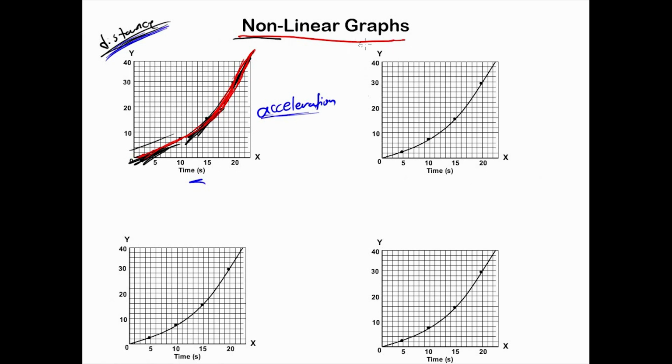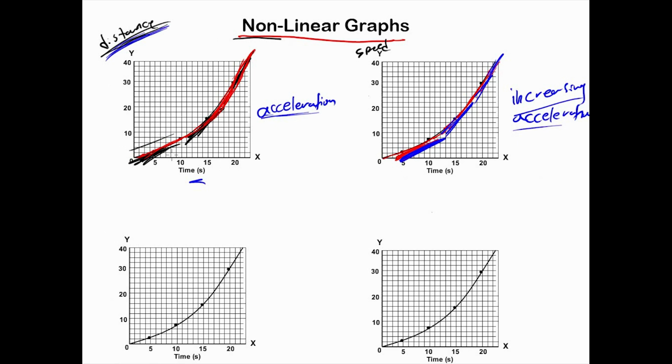Here, if we say this is a speed time graph, as you know, in speed time graphs the gradient represents the acceleration. So here, as time passes, the gradient increases, or the graph becomes steeper, and so the acceleration also increases, and this is an example of increasing acceleration.